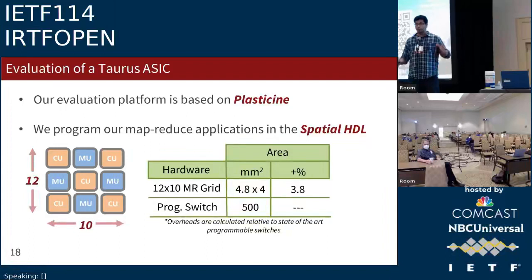So we went through a set of real-world applications and programmed them onto our ASIC. And we ended up using a 12 by 10 grid to support all of them. And we compared it to state-of-the-art switches with four pipelines. And our reference switch was 500 square millimeters. And we found that our grid, which could support these different applications, was only adding a 3.8% overhead, or 4.8 millimeters per pipeline. So again, earlier I said we want minimal area overhead. So 3.8 is pretty low, given that you're now getting an entire class of machine learning applications.